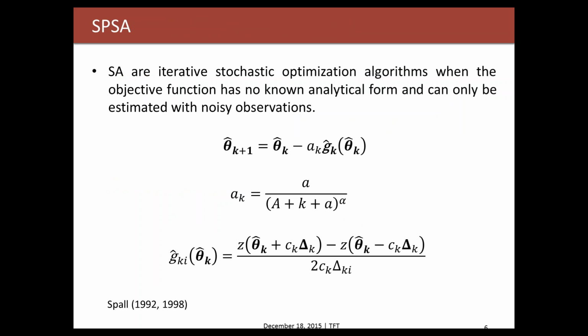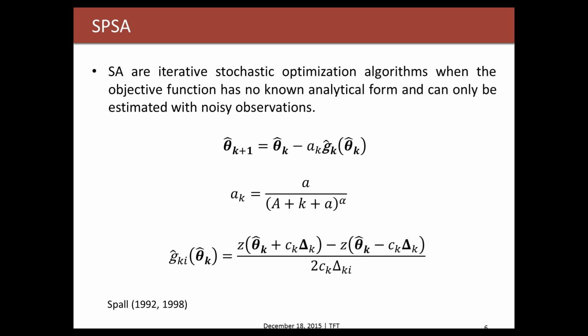Stochastic approximation algorithms are iterative stochastic optimization algorithms used when the objective function has no known analytical form. One typical case is what we sometimes call the black box approach. We cannot identify the f function at the beginning of the slide because it's stochastic and is given by a simulator. So we can only estimate the gradient with Gaussian observations when we are doing our optimization.